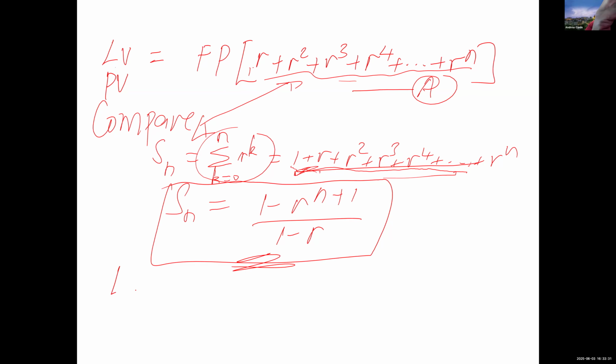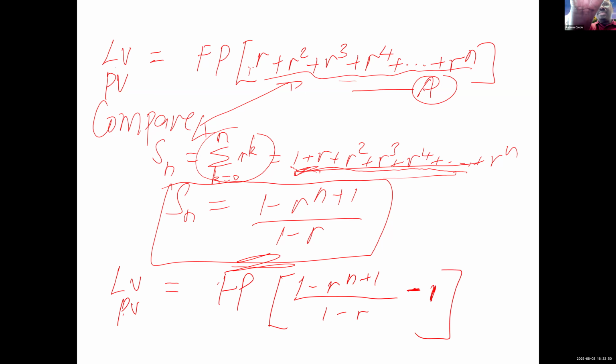We now can write the formula for the fixed payment loan in this way. We can say the loan value, or the present value of a fixed payment loan, is the fixed payment times this formula here, 1 minus r to the n plus 1 divided by 1 minus r. But then we have to recover the 1 because we're missing a 1 here, so we subtract that 1 from that formula. This is the formula that has been programmed underneath the financial calculator that allows you to do whatever you want with that calculator.